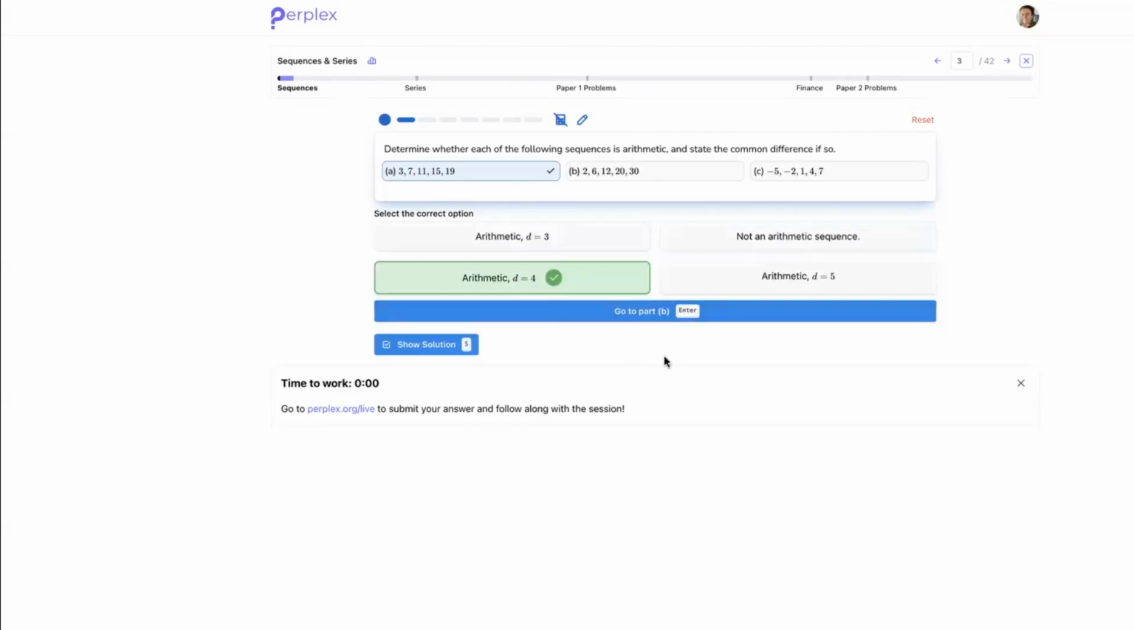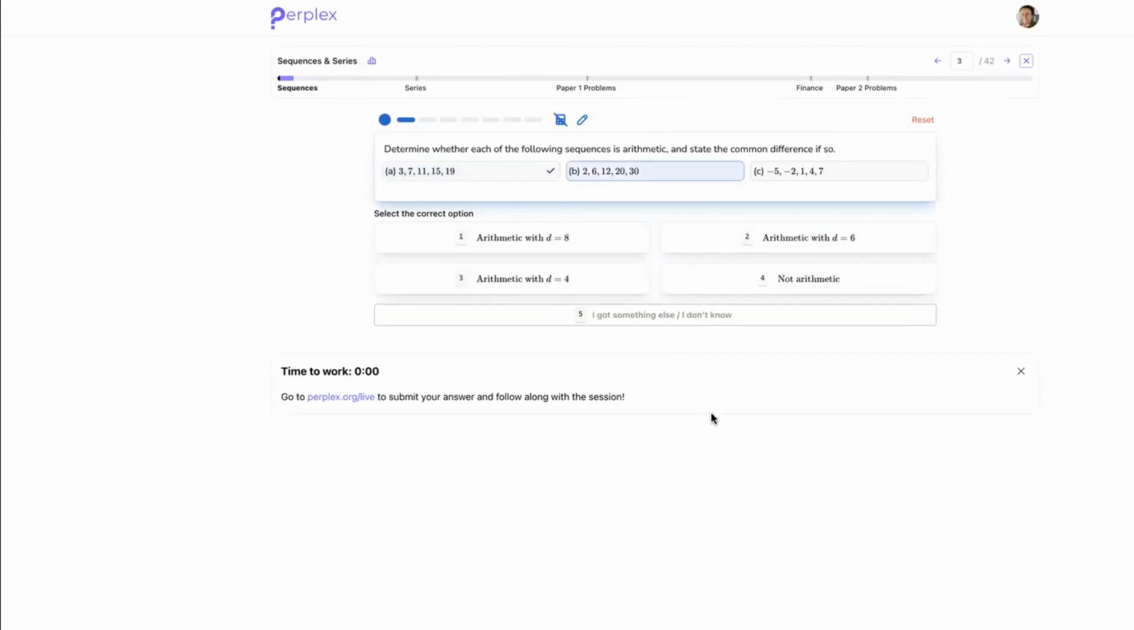Let's move on. I'm going to give you guys a minute to try this exercise, and then we'll continue. Let's look at this first sequence. I have 3, 7, 11, 15, 19. To go from 3 to 7, I add 4. Same thing for going from 7 to 11, 11 to 15, 15 to 19. So that is an arithmetic sequence, and the common difference is 4. Now in part B, I go from 2 to 6 by adding 4, but I go from 6 to 12 by adding 6, which means the difference between 12 and 6 is not the same as between 6 and 2, so this cannot be an arithmetic sequence.